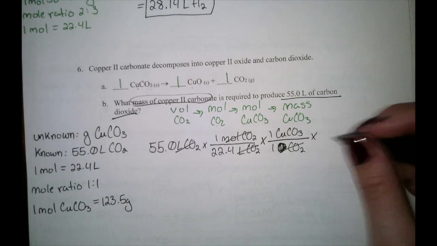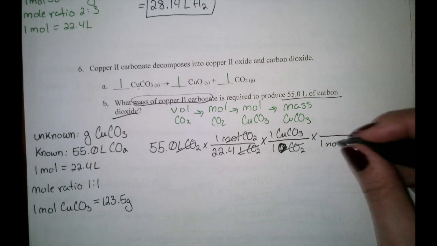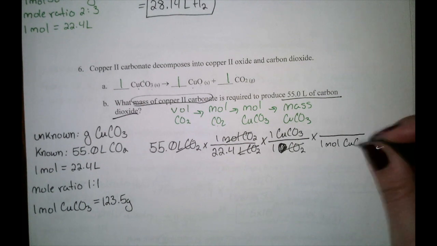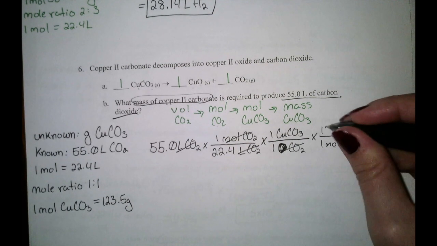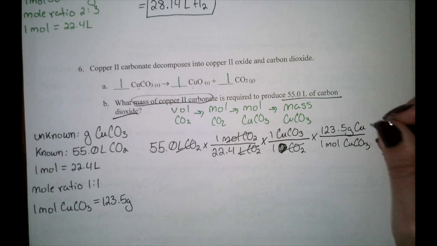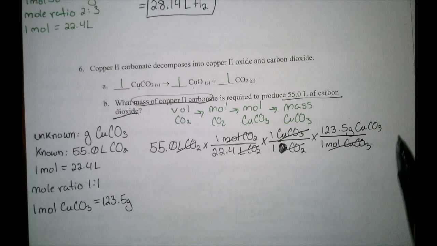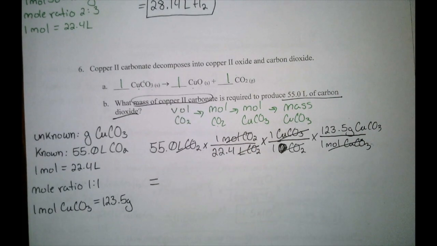Lastly, we need to convert from moles of copper 2 carbonate to grams using our molar mass, which is 1 mole is equal to 123.5 grams of copper 2 carbonate. Now I'm left with grams of copper 2 carbonate as my final unit. Let's do some calculating. 55 divided by 22.4, and then just multiplying by 1's the same, so then multiply by 123.5.